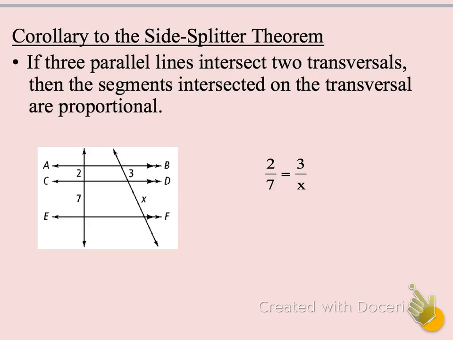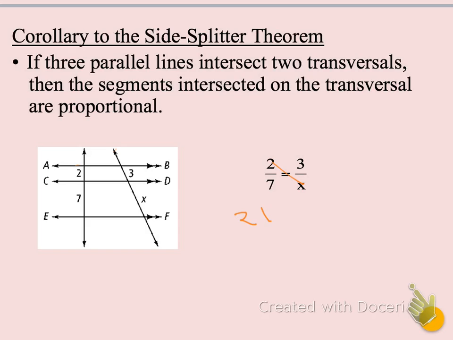Okay, so corollary to the side splitter theorem, if 3 parallel lines intersect 2 transversals, then the segments intersected on the transversal are proportional. So we're going to create proportions. It's basically the same as what we just did. So we have our 2 over 7 from the same side, and we match it, so equals. The 2 is on top, so the 3 has to be on top because they're proportional to each other. And 7 is on bottom, so x is on bottom. So then we solve.